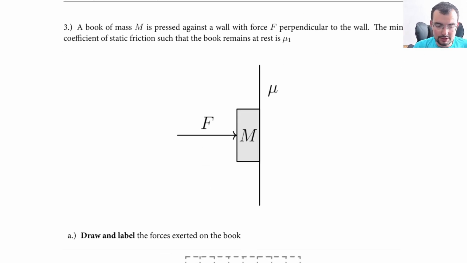All right. Now we have some more statics to do. We're just changing up the scenario. So now we're actually pushing something against a wall. So a book of mass m is pressed against a wall with force F perpendicular to the wall. The coefficient of static friction needed to remain at rest between the book and the wall is mu1.